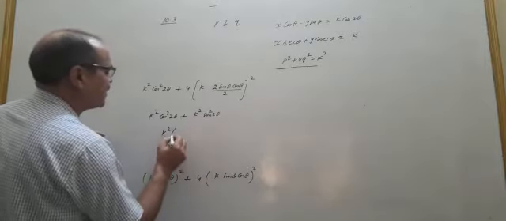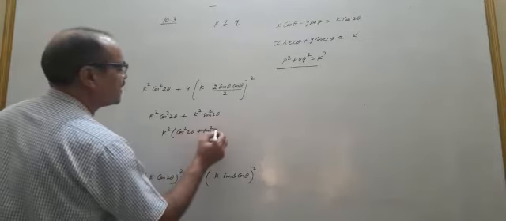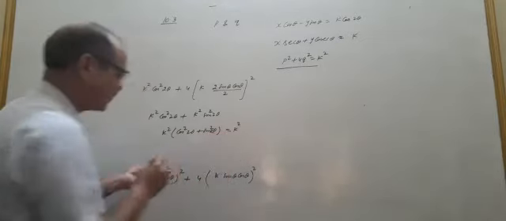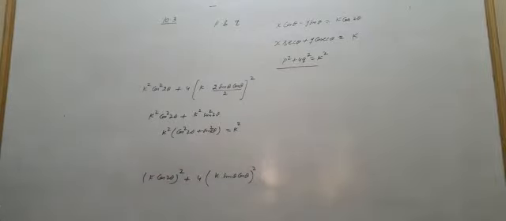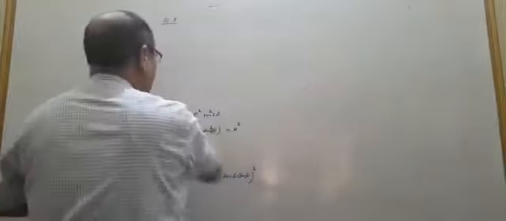बाय टेकिंग k स्क्वायर आउटसाइड, दिस बिकम्स cos स्क्वायर 2 थीटा प्लस ऑफ sin स्क्वायर 2 थीटा, इसकी वैल्यू 1 होती है। तो देयरफॉर द रिजल्ट इज k स्क्वायर। तो दिस इज द सॉल्यूशन ऑफ दिस क्वेश्चन नंबर 16 of this NCERT book. It's a very important type question.